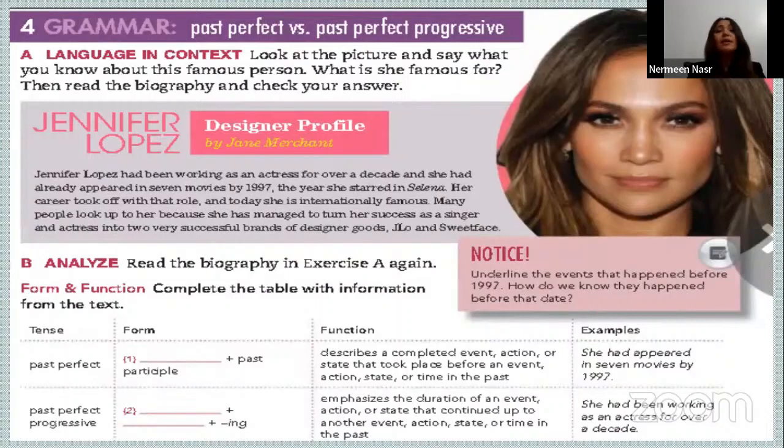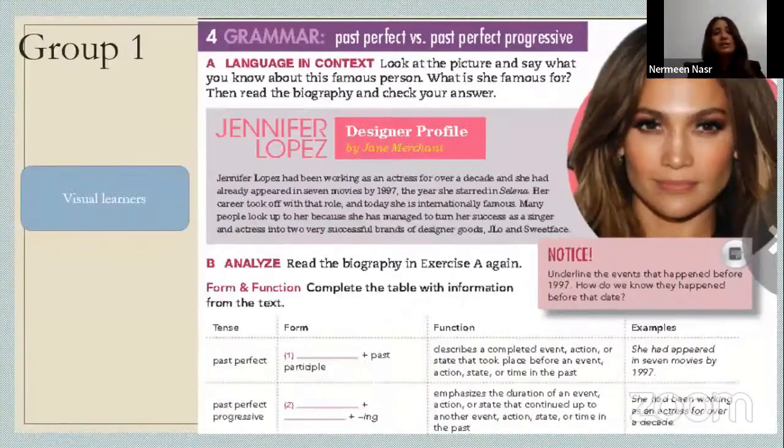So here is a part taken from a book where the students need to differentiate between the past perfect and the past perfect progressive type. Here I want to apply differentiation in the process. For the visual learners, I'm going to ask them to read the biography in order to come up with the rule. So they are going to read this biography and answer the part where they have to analyze the grammatical rule. This is for the visual learners.